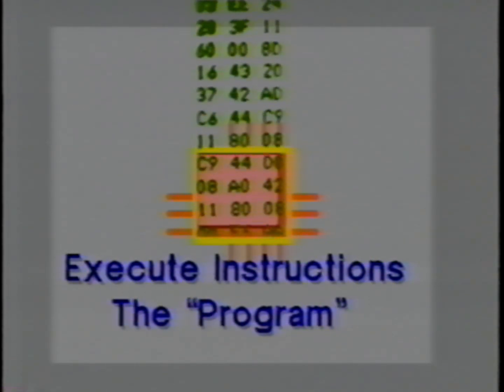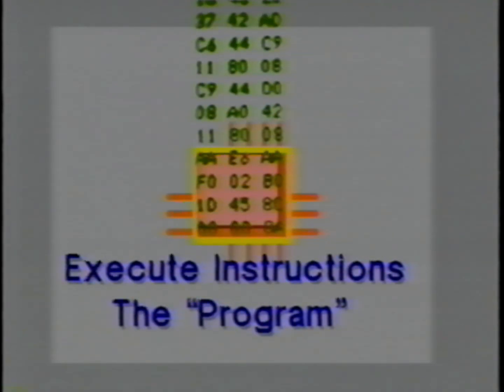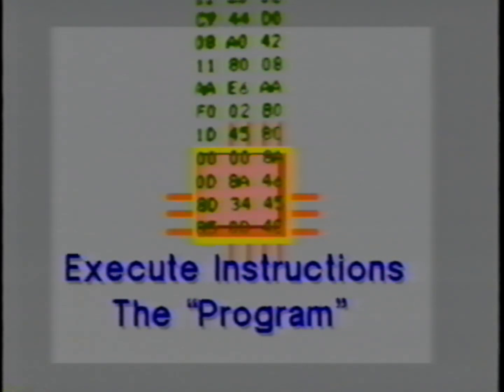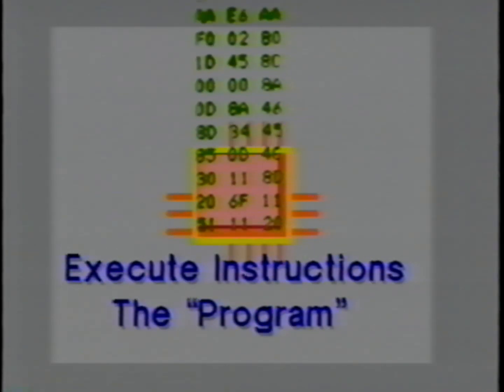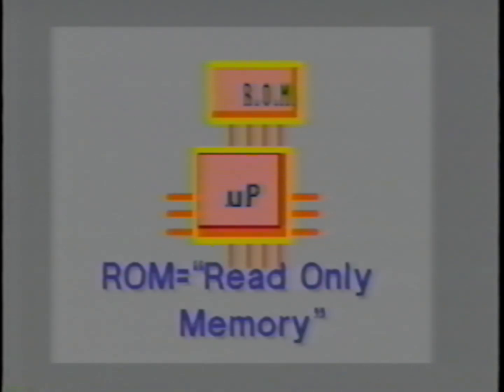This, then, is the biggest difference between a microprocessor and simpler digital circuits. The microprocessor is very flexible, but it must be programmed. Without a program, the microprocessor is useless. Another component must be connected to the microprocessor to supply it with instructions. This component is the ROM, or read-only memory.